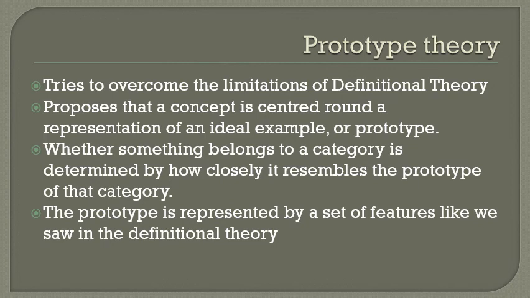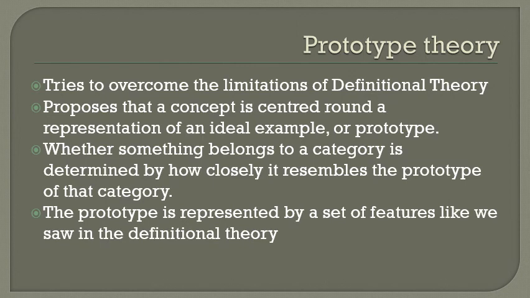Now that we have a prototype, how do we decide whether a particular thing belongs to the concept or not? That is determined by how closely it resembles the prototype. Whether something belongs to a category is determined by how closely it resembles the prototype of that category. Whenever we come across a new object, we compare it to the prototype, and if it resembles the prototype in many ways, if it is found to be very like the prototype, then we can decide to include it in our category.